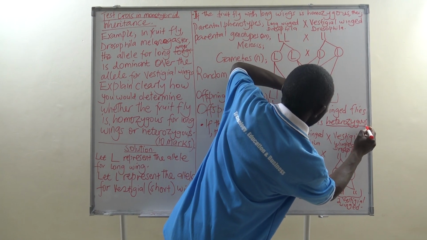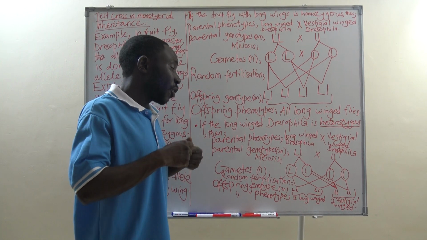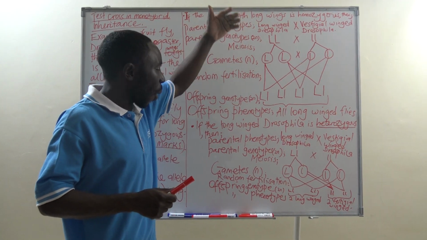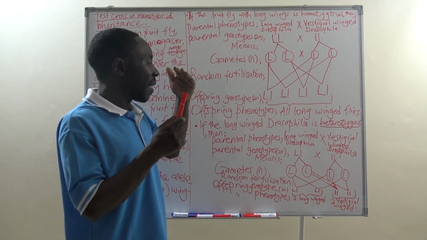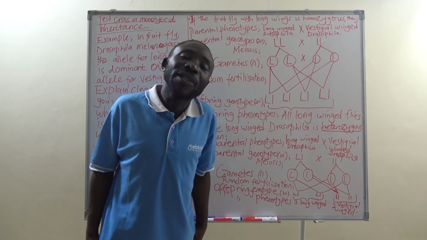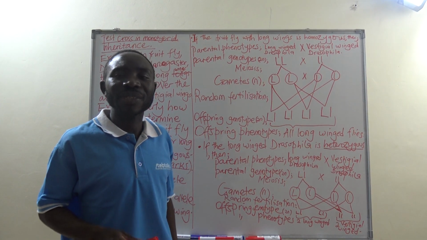And so, in this way, you will determine whether the Drosophila or the organism with the dominant character is homozygous or is heterozygous. So friends, that is the testing cross involving monohybrid inheritance.